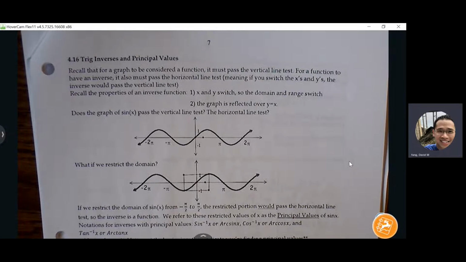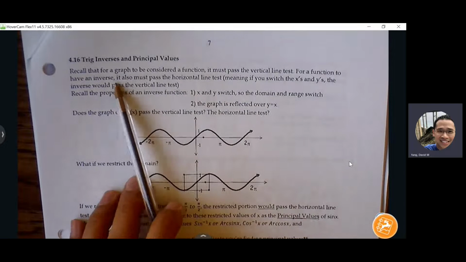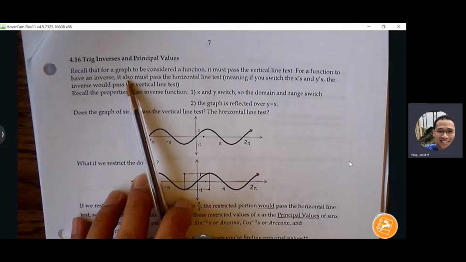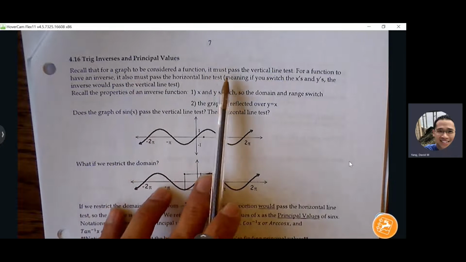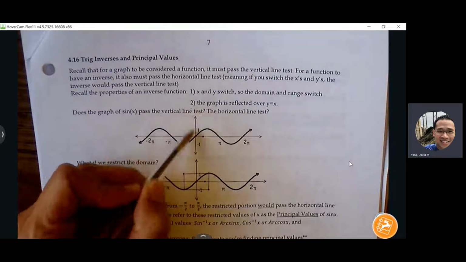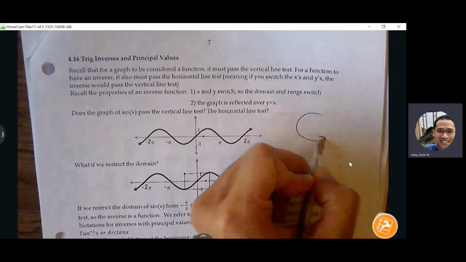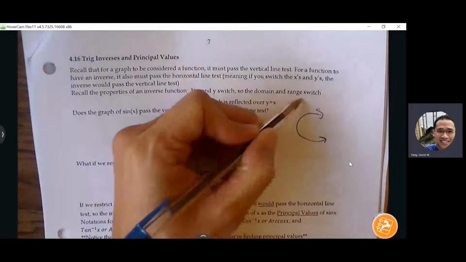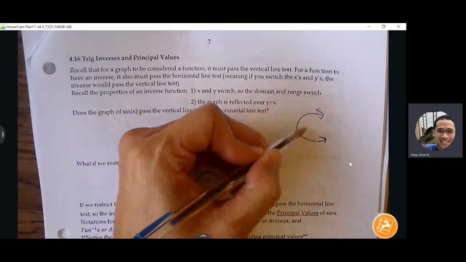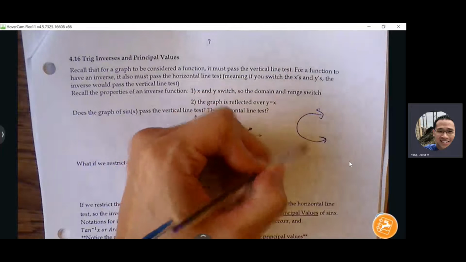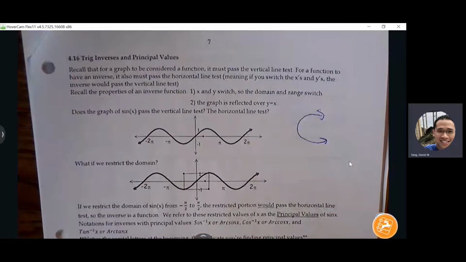Okay, so let me just read the notes here. This is page 7. It says, recall that for a graph to be considered a function, it must pass the vertical line test. Right, so that means a graph that looks like this would not be a function because it wouldn't pass a vertical line test. That means if there's a vertical line that I can draw where it touches more than one point on the graph, it's no longer a function.